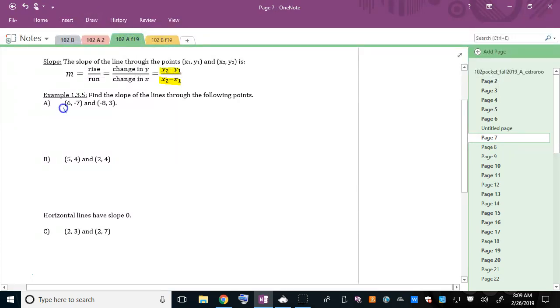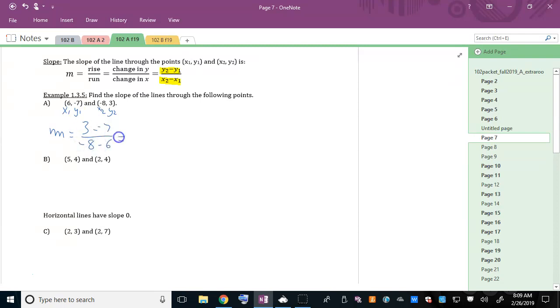So if we've got 2 points, let's go ahead and label them x1, y1, and x2, y2. Now, it really doesn't matter which one you pick first and which one you pick second, so long as you are consistent and pick the same thing first for x that you pick for y. So in our formula, we get y2 minus y1 over x2 minus x1.